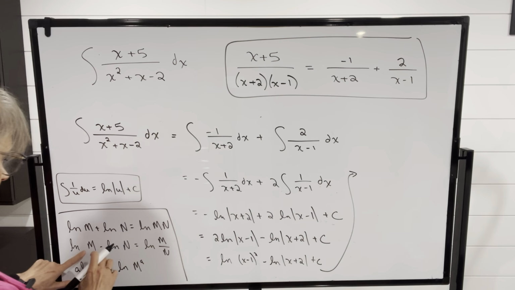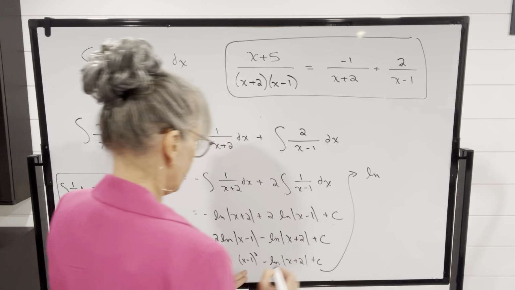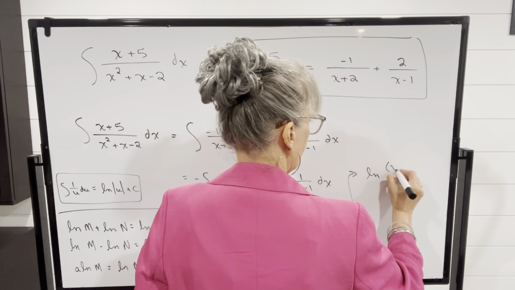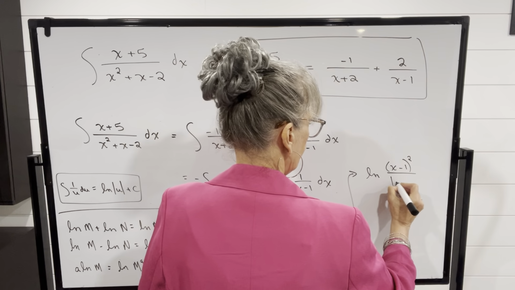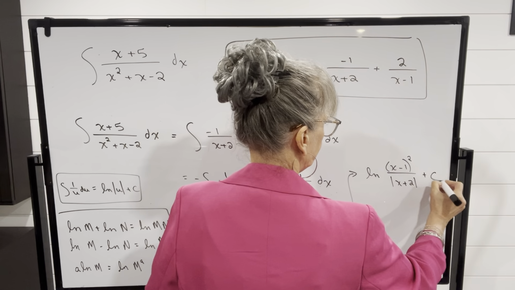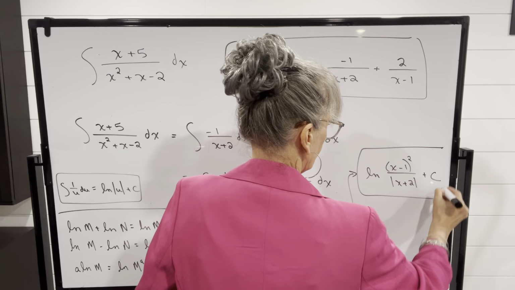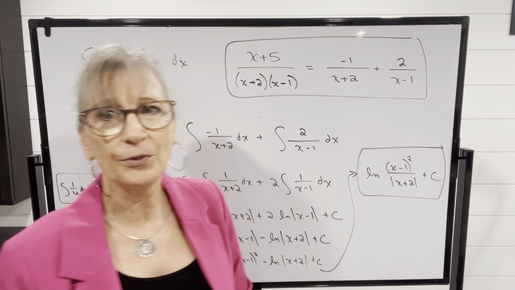And then I'm going to use this property to combine these two terms into one log term. So it's going to be the natural log of x minus 1 squared over absolute value of x plus 2. It wouldn't be wrong if you had the absolute value signs around the whole thing.